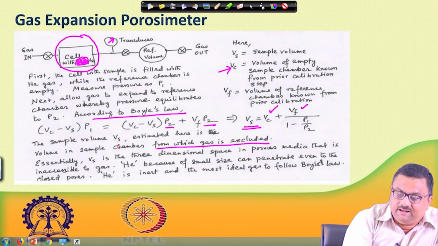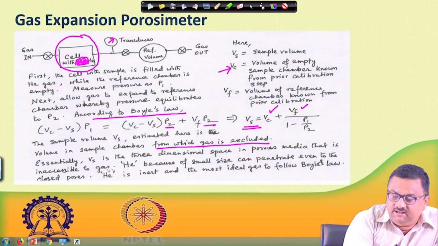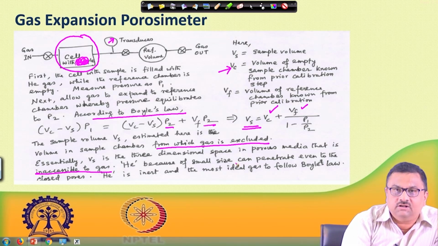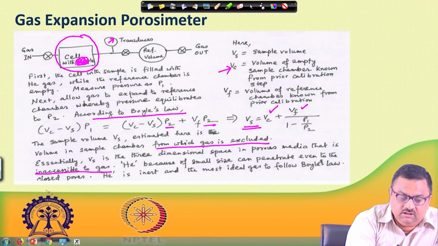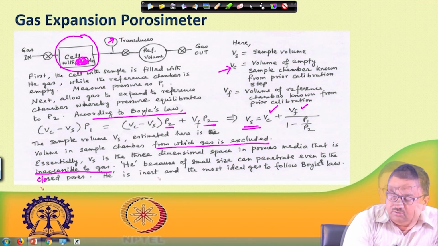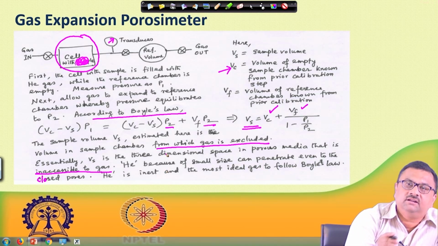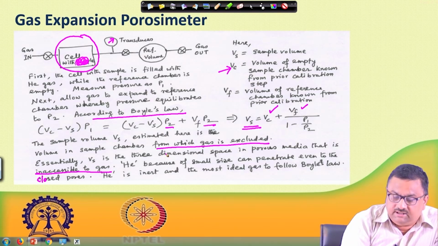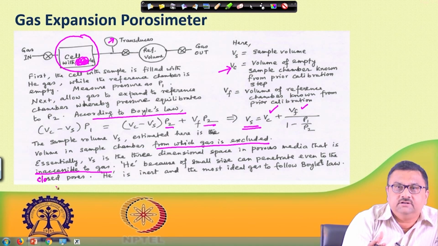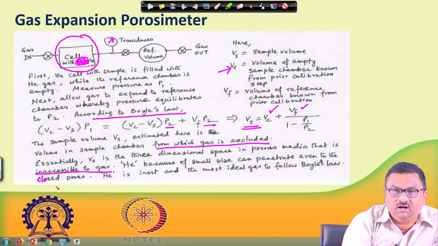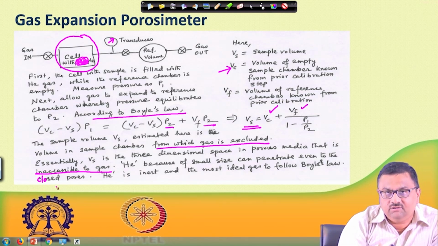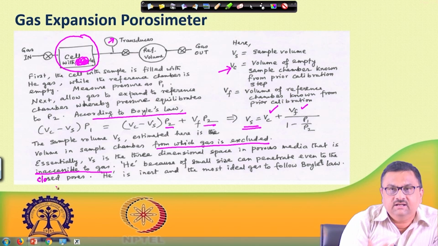Now, here the type of gas that is used, essentially Vs is the 3-dimensional space in porous media that is inaccessible to gas. We understood that. Helium, because of small size, can penetrate even the closed pores. So, it is very important that you use a gas whose size is very small. It should not be large molecules, because you want it to have a high mean free path, you want good diffusivity. So, helium is the choice here.